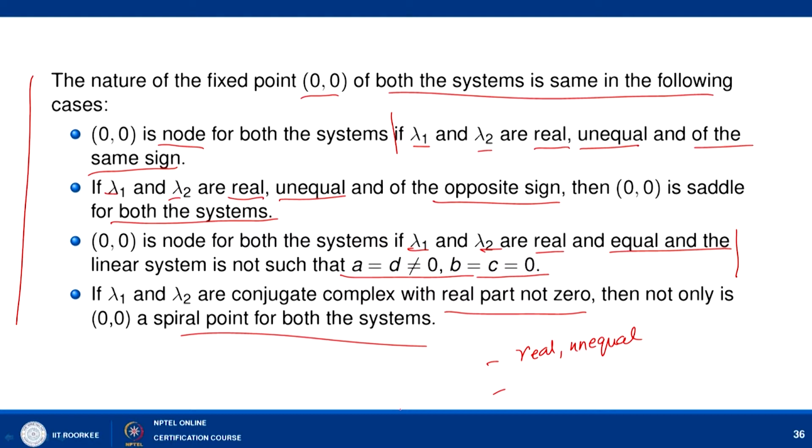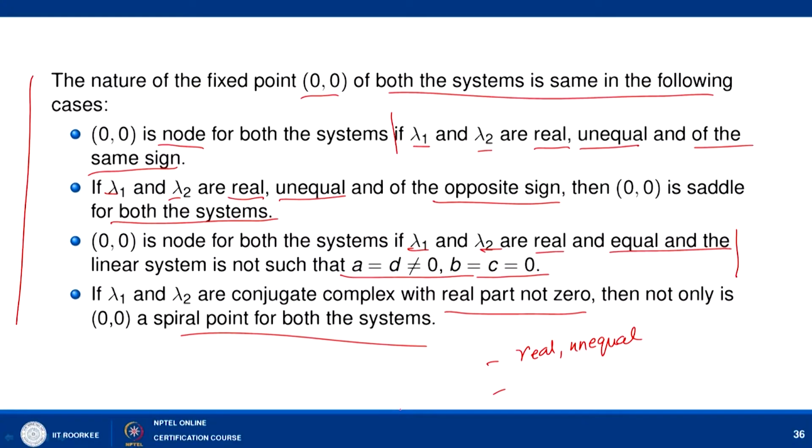Okay. So, let me recall this. So, if it is a node not corresponding to star shaped, then it is the same for both linear and nonlinear systems, and corresponding to the focus or spiral point, we simply say that if lambda 1 and lambda 2 are complex with a non-zero real part, then also the behavior of the critical point will correspond in both the cases. Like if it is a spiral point for the linear system, then it will be a spiral point for the nonlinear system.